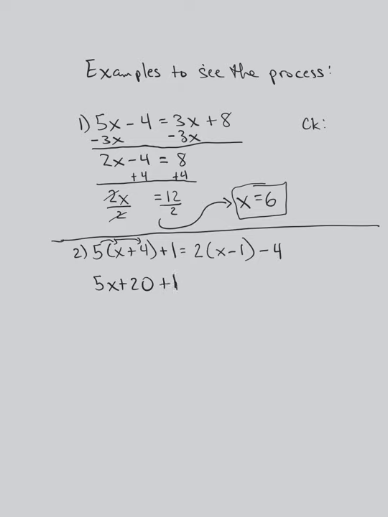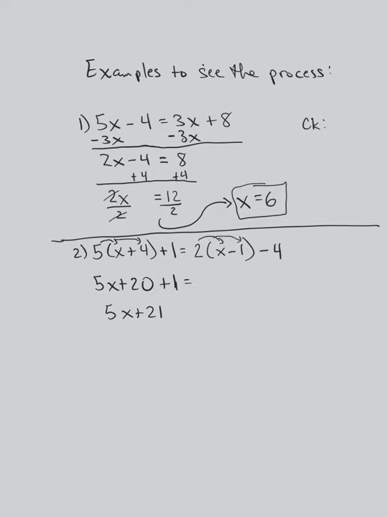Okay, and if you want to treat it like it's two separate problems, the left and the right, then go ahead and do this. Notice that 20 and 1 are like terms. And so my left side becomes 5x plus 21. Okay, then I come over and I do the same thing on the right.